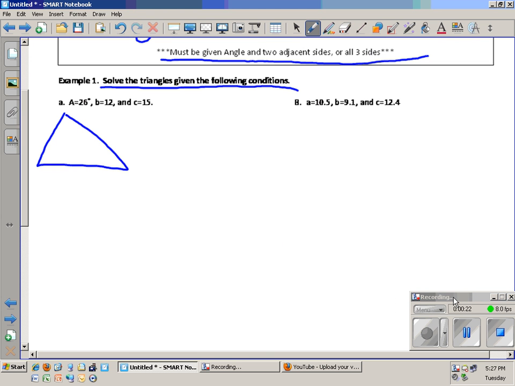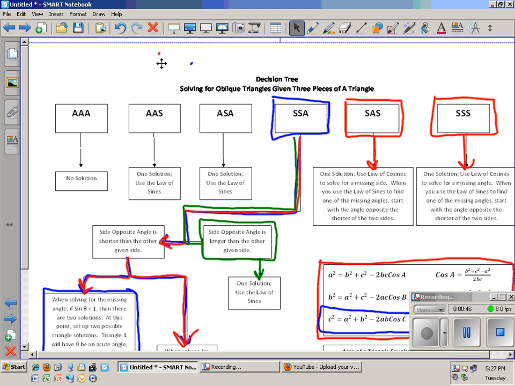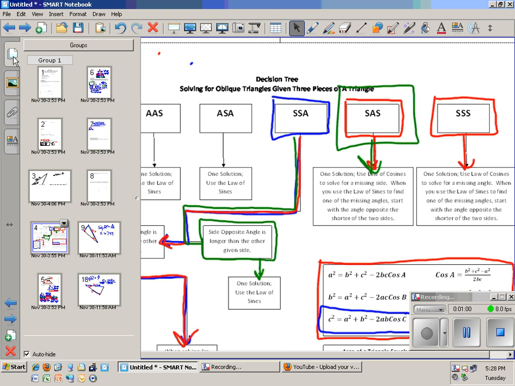Just going to draw a generic triangle with A, B, and C. Angle A is 26 degrees. Side B is 12 and side C is 15. Notice you have an angle of 26, but you have no opposite side. You have a side, angle, side. And in your notes, side, angle, side says right here that we would use the law of cosines, and we have one unique solution. It'll carry you through that. You have your list of formulas down below that you can check out.